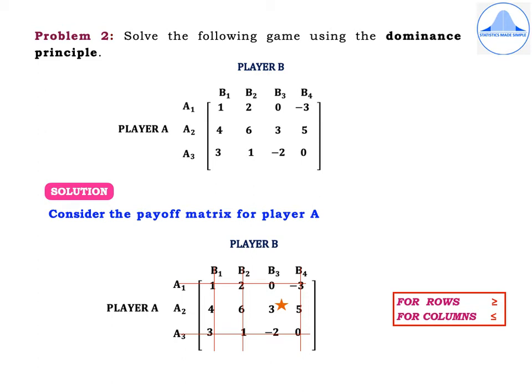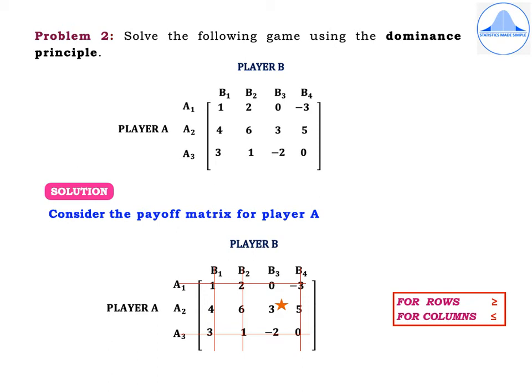Now do the column comparisons. Let us compare B1 with B2. So for columns it should be less than or equal to. So now you see that 4 is less than 6. So it means that B1 dominates B2. So you have to delete column B2.